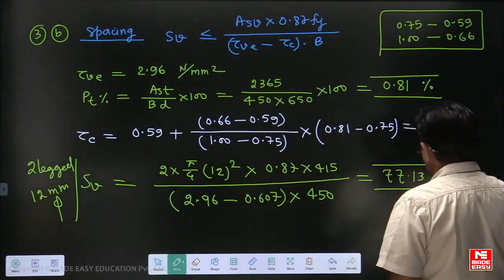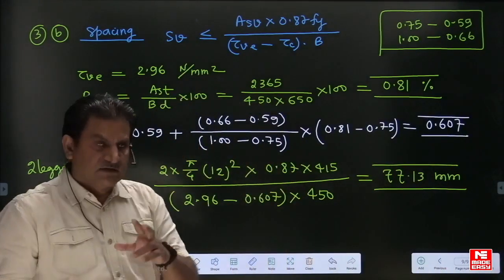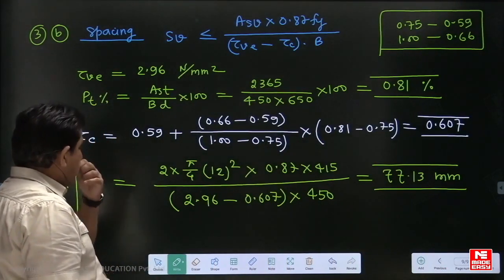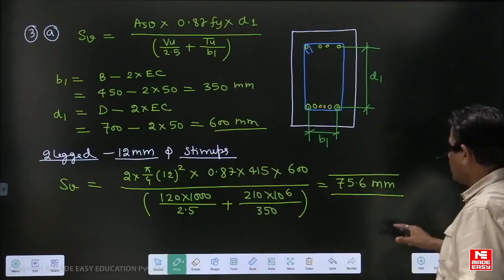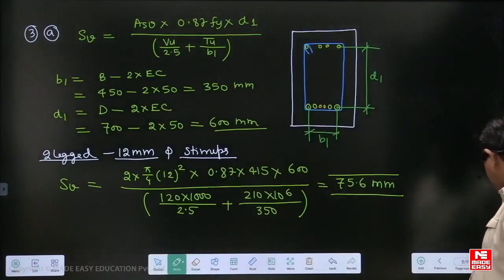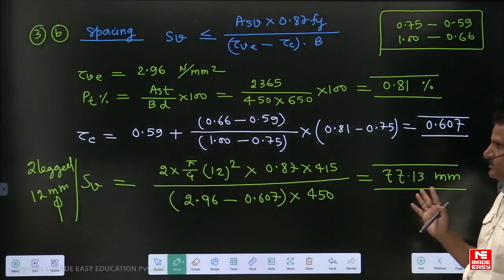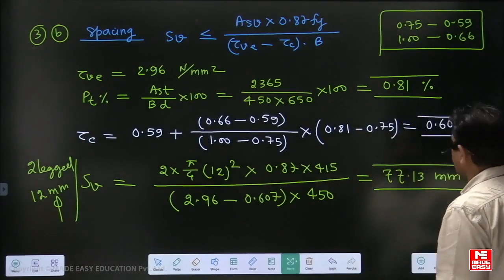So what value will we provide? However, you can provide 75 mm, but some more checks are applied here. That also I will tell you, how we can write the spacing. So one formula is suggesting 75 mm, another formula is suggesting 77 mm. Both formulas are giving almost similar values. Now let's see what finally you will provide.